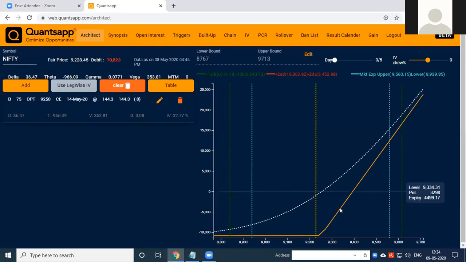When you add a position, you see that your legs are added on the left hand side and the graph is on the right hand side. Now you see the one which is yellow is the expiry payoff. The white dotted line is the PNL as on date. Whatever date or days I have selected is as on date. Day 0 means today, there are 5 days left for the expiry. Now, it is very important to look at these vertical lines.